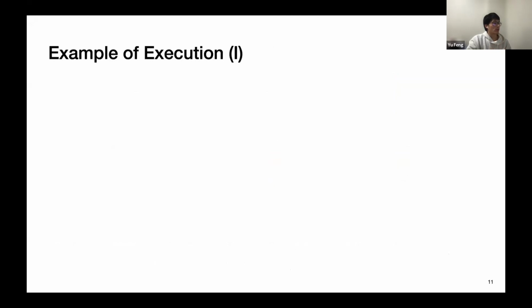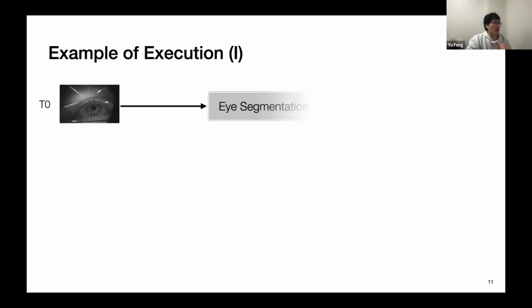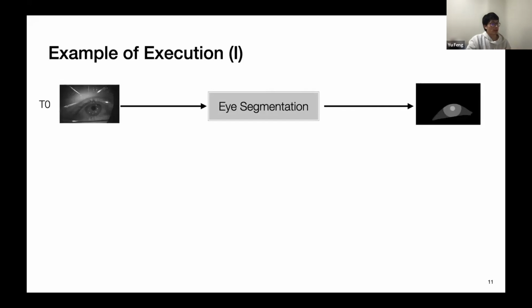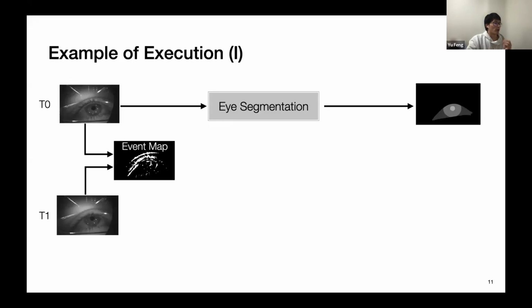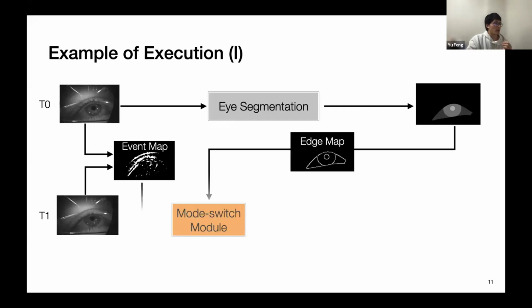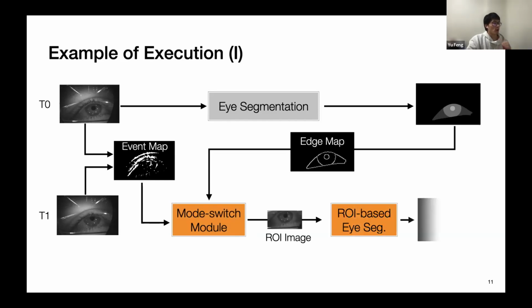Here's an example of executing our pipeline. At time t0, our algorithm will always execute the full frame eye segmentation to get a segmentation result, because we don't have previous information to predict ROIs. And at time t1, we will emulate an event camera in software and generate an event map from the previous and current image. This event map, along with the edge map, will be used in the mode switch module. This mode switch module will predict the ROI and use it to crop the full-size image. And the cropped ROI image then will be used in the ROI-based eye segmentation to get the final segmentation results.